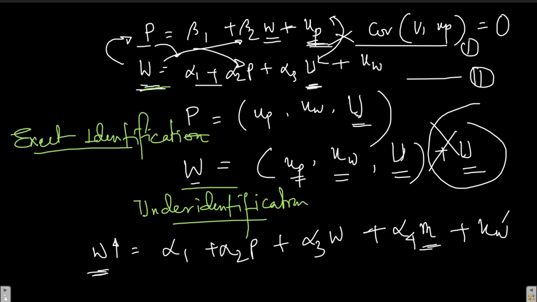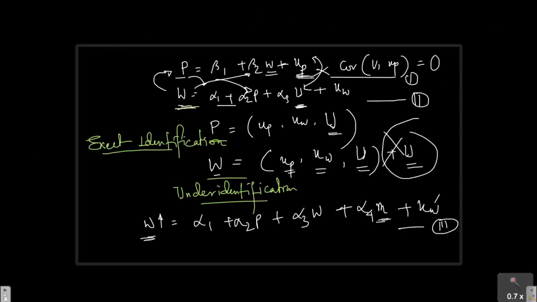So let's name this equation as equation 3. And let's also reduce the screen size a little bit. Now, if I try to express P in terms of all these error terms and exogenous variable terms, what I'm going to get here for P is UP, UW, and I'm going to have capital U, and I'm going to have M. Now, you see, I have two exogenous variables now instead of one exogenous variable that I had here.